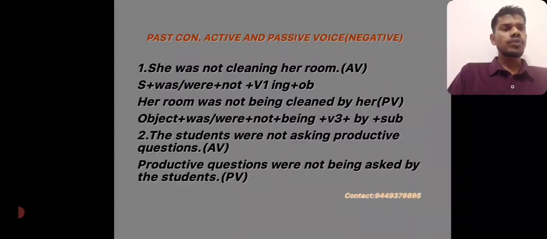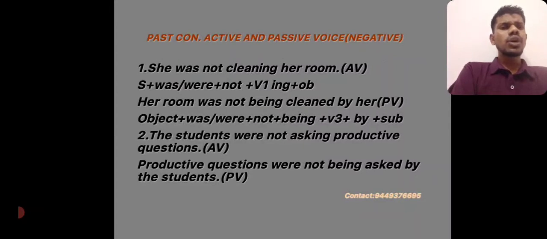How to convert this one to passive form? Just we have to follow the next structure, that is object. The object plus was or were plus not plus being plus V3 followed by the preposition, then subject. That means the object of the active voice becomes the subject, then was or were plus not plus being, then V3, that is past participle, followed by the preposition, that is by, then the subject. See here, her room was not being cleaned by her. It is the passive form for the above sentence.